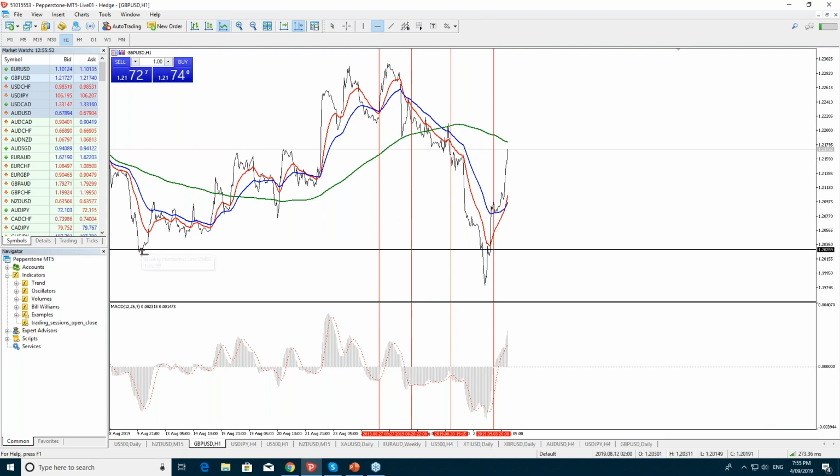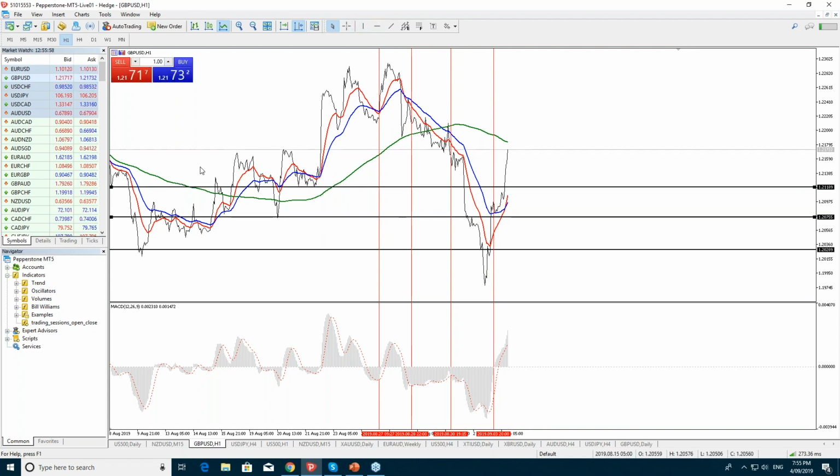So here we had some support. We also had some support here, and it looks like we had some support here. These are the kind of levels that you'd want to set potential take profits for.